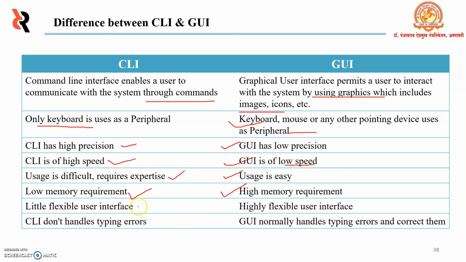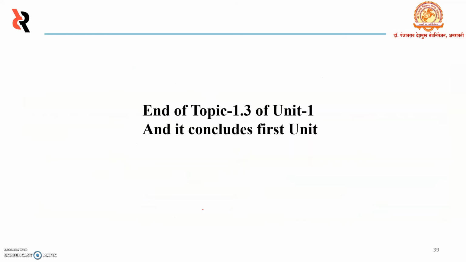CLI is a less flexible user interface. GUI is a highly flexible user interface. CLI doesn't handle typing errors. GUI normally handles typing errors and also corrects them. Here we end topic 1.3 of unit 1, and it concludes the first unit.